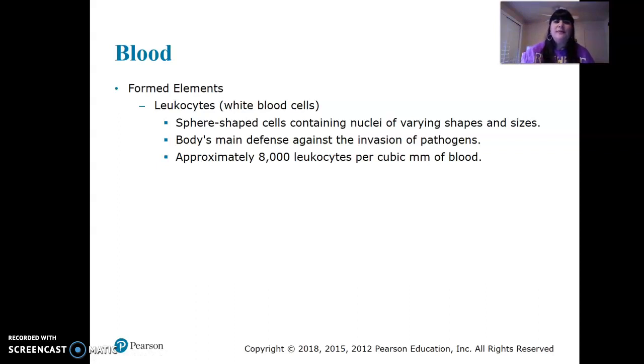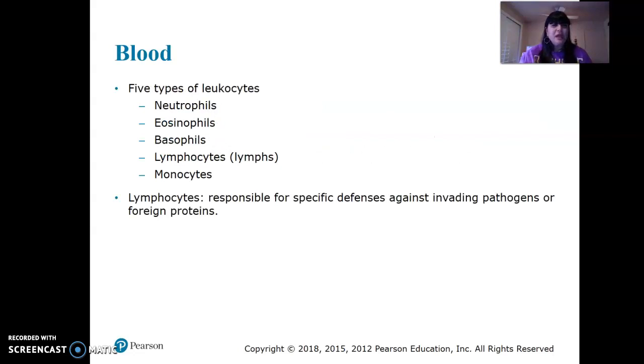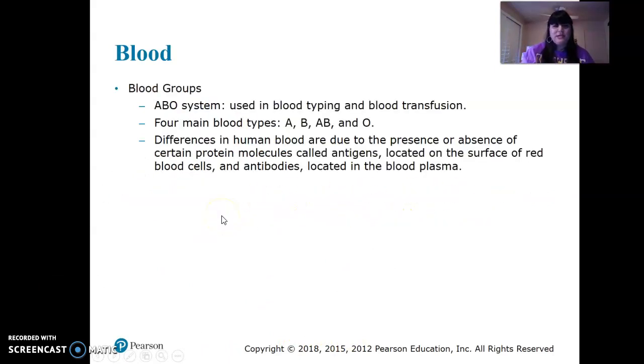If you've ever looked at blood, when they take blood, they look at different things, like how many red blood cells. Like if they're low in red blood cells, that might mean anemia. They can look at the iron. They can look at the white blood cells, the different types of white blood cells, which could say different things about what the person might be fighting. Neutrophils, eosinophils, basophils, lymphocytes, monocytes. So again, they all have specific jobs with immunity, with your body's ability to fight, okay? So lymphocytes, responsible for specific defenses against invading pathogens, foreign proteins.